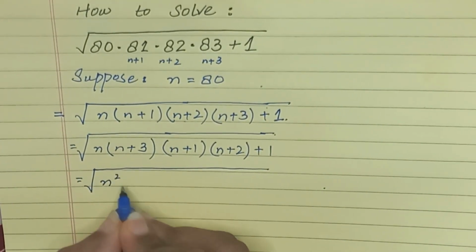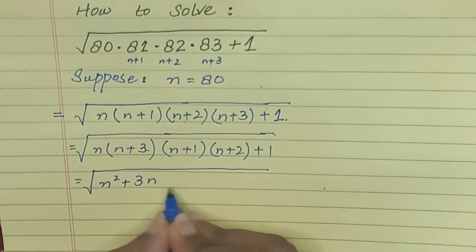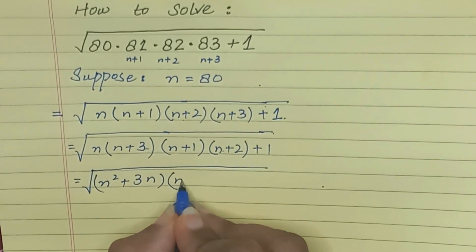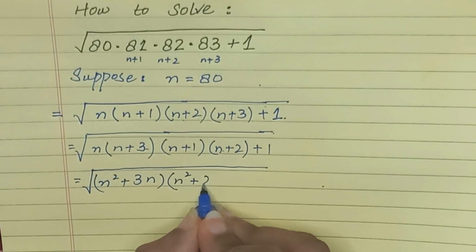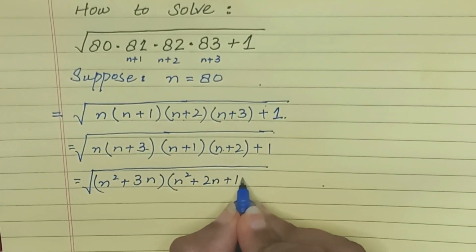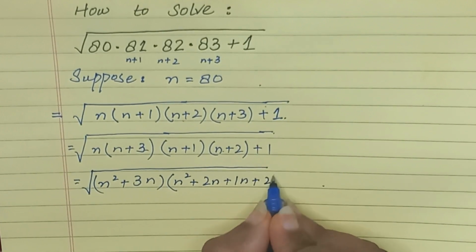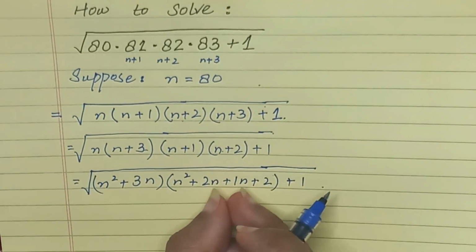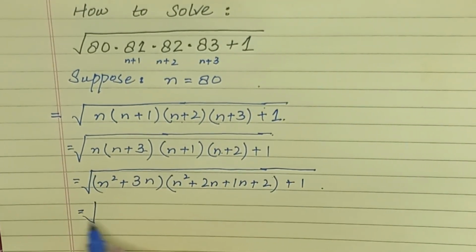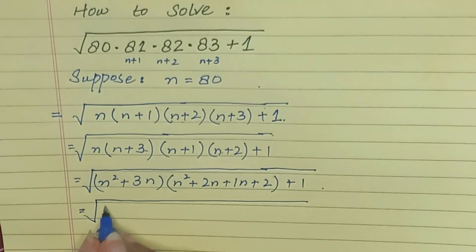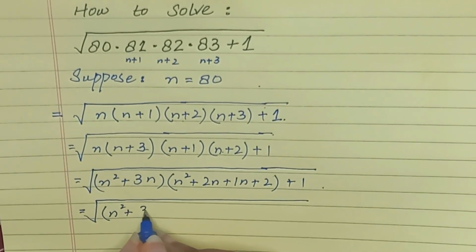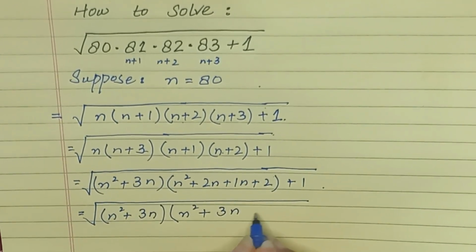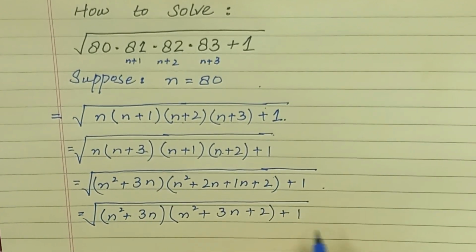n into n square plus 3n, and it will become n into n square, n into 2n, and then 1 into n, and 1 times 2, plus 1. Now we will add like terms. So it will become n square plus 3n, and n square plus 3n plus 2, plus 1.